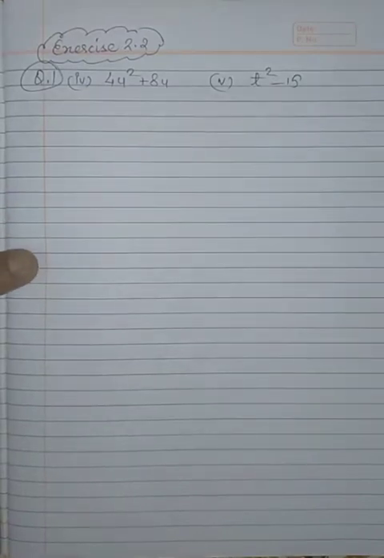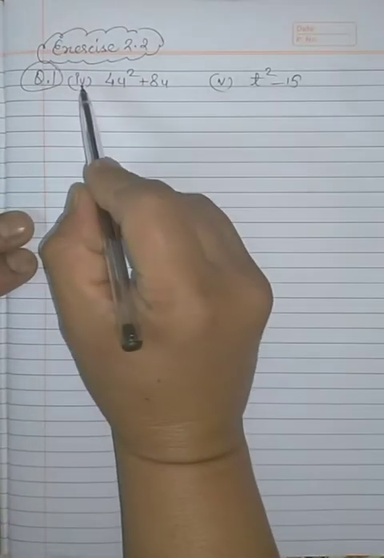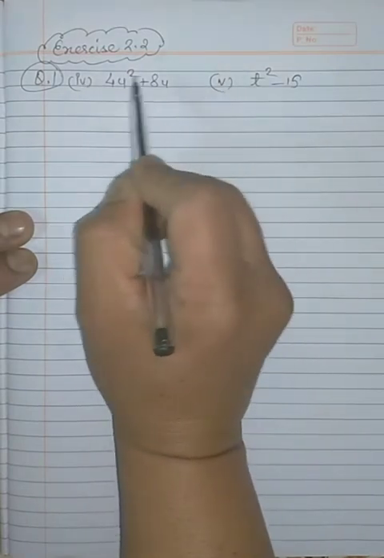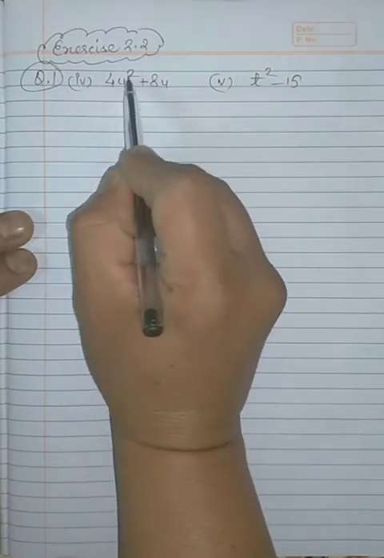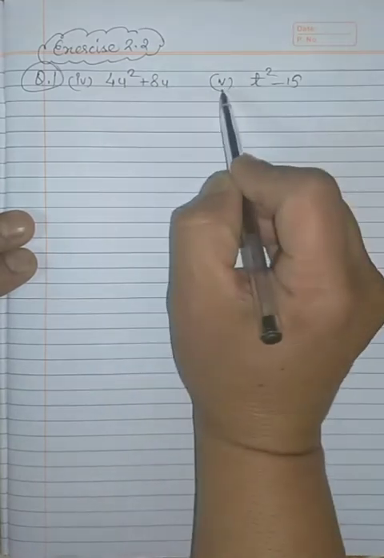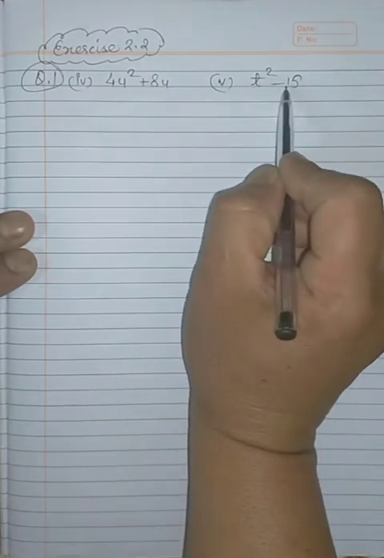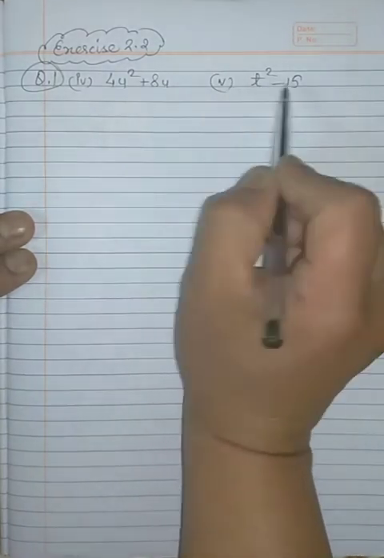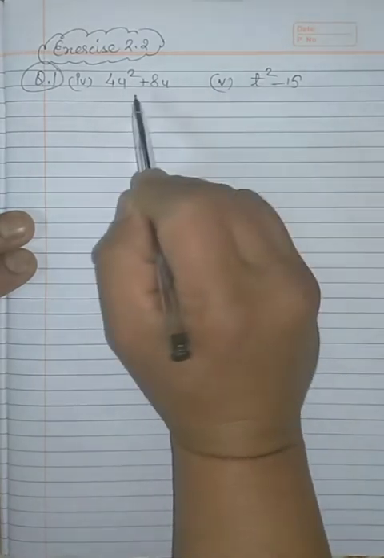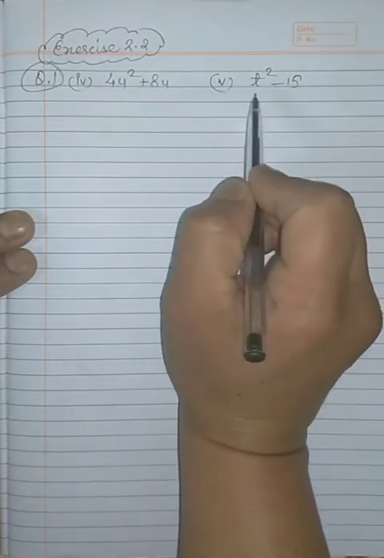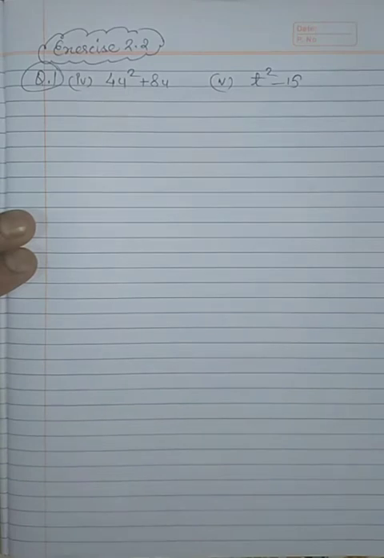Exercise 2.2, question number 1, part 4 and part 5. Part 4 is 4u square plus 8u. Part 5 is t square minus 15. In both of these, we have to find the zeros of this polynomial and verify the relation with the coefficients also.